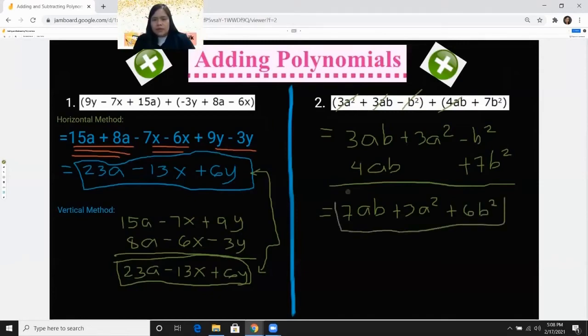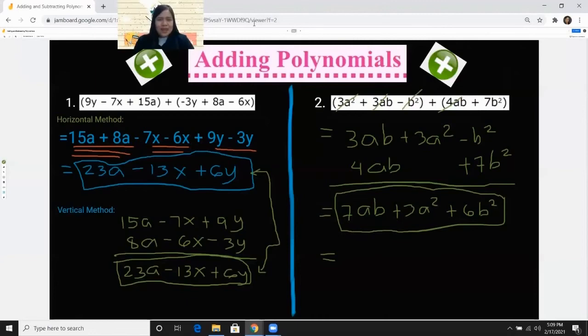So there you go. So this will be the final answer. Or if you want to write your answer, why is it I wrote first the 7ab? Because this one has a 2 variable followed by a 1 variable with the highest degree, followed by 6b squared, which is next to a. So that is how I answer adding polynomials in number 2.